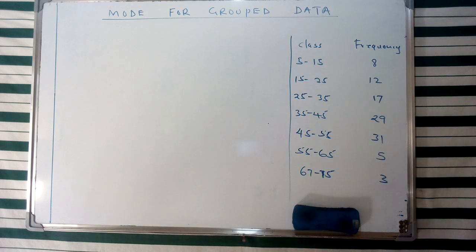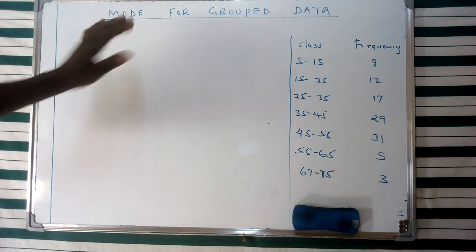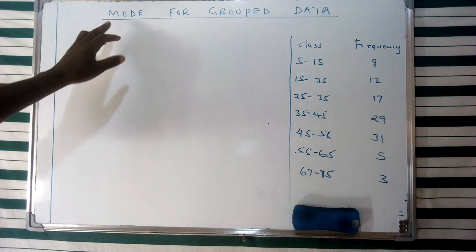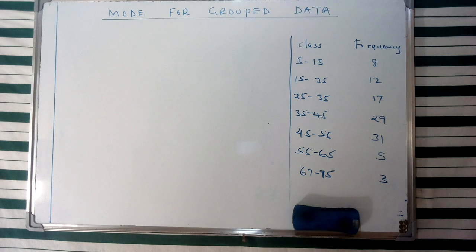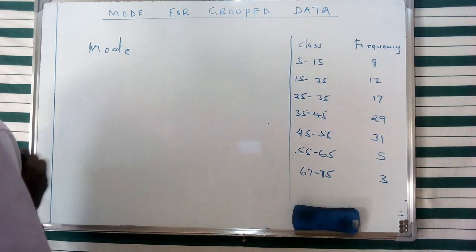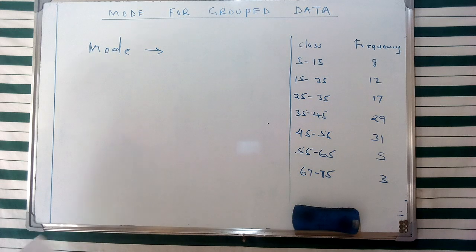In this particular discussion, we're going to look at how to find the concept of finding an average referred to as the mode. And this, of course, is going to be the mode of grouped data. Now, in our last discussion, I mentioned that the concept of the mode refers to a value which occurs frequently in a particular distribution.